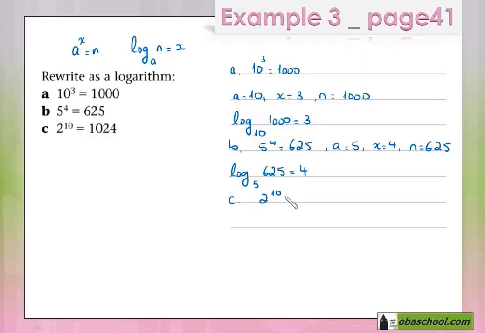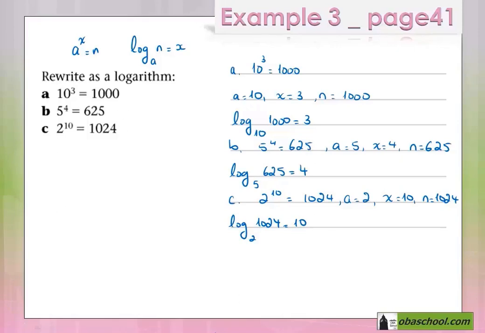Finally, 2 to the power 10 equal to 1024. A, in such case, is equal to 2, and x is equal to 10, and n is equal to 1024. And so the logarithm with base 2 for n, which is 1024, is equal to x, which is 10. And so now we have solved all three examples in rewriting as a logarithm.